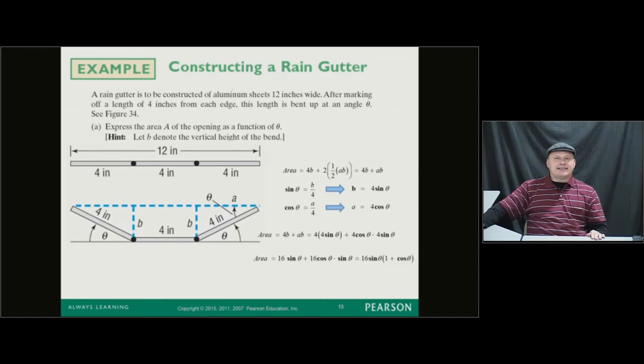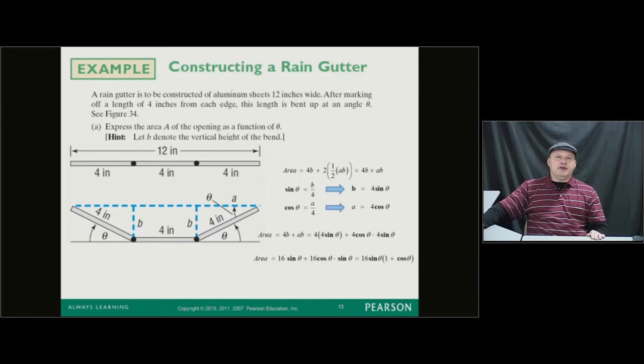So that takes care of it. We have a formula to find the area. What you've got going on here, guys, is that you can find the area of this gutter now, and all you have to know is theta, how much you bent it up. If you know that angle is, say, 20 degrees, then you can just put 20 degrees in there and it'll tell you the area of the inside of the gutter, which is pretty cool.